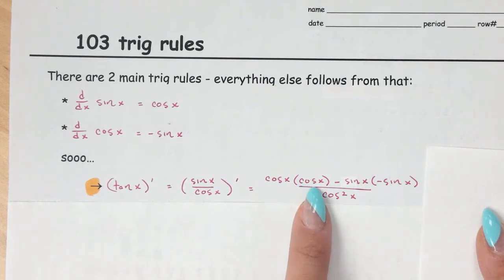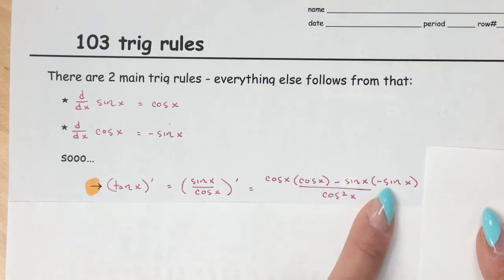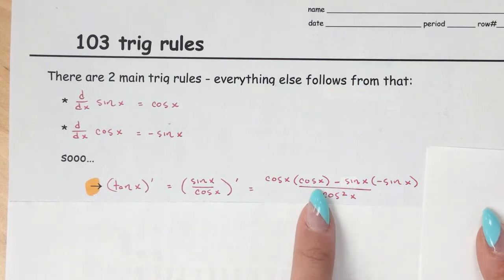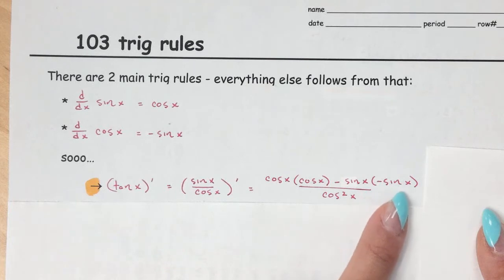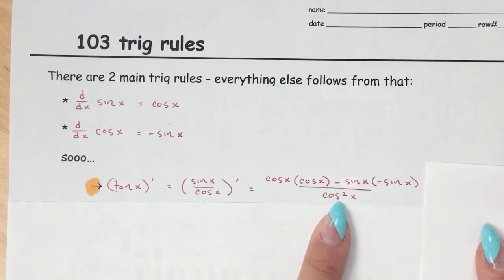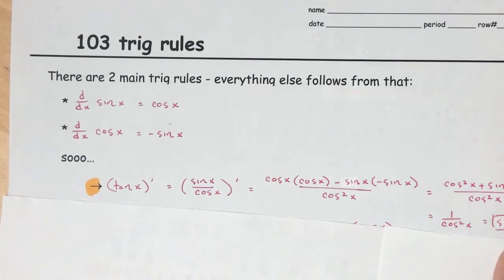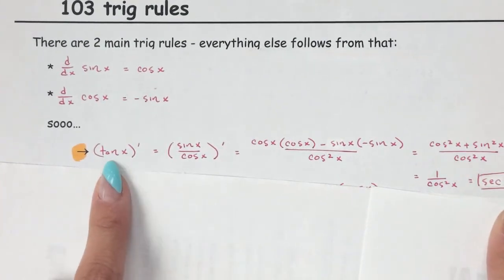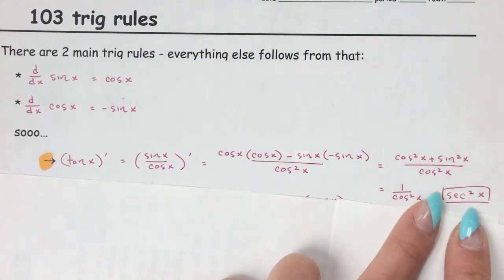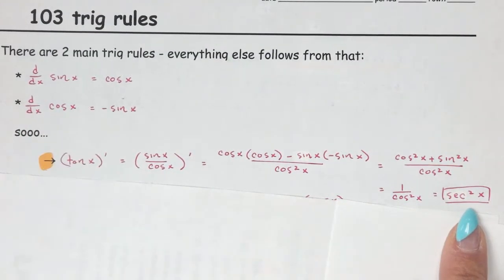Isn't that cosine squared plus sine squared? What's cosine squared x plus sine squared x? It's 1. So 1 over cosine squared. Can I go a little bit further? Yes, it's secant squared x. So that's where the tangent derivative comes from. It actually comes from sine and cosine.